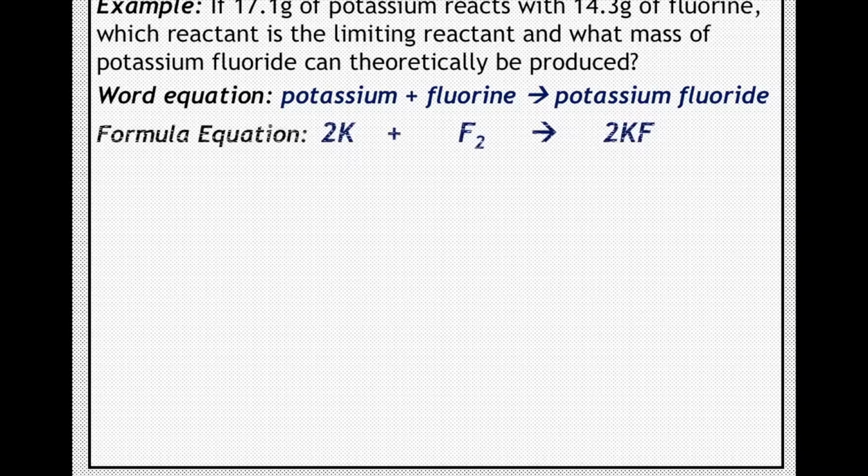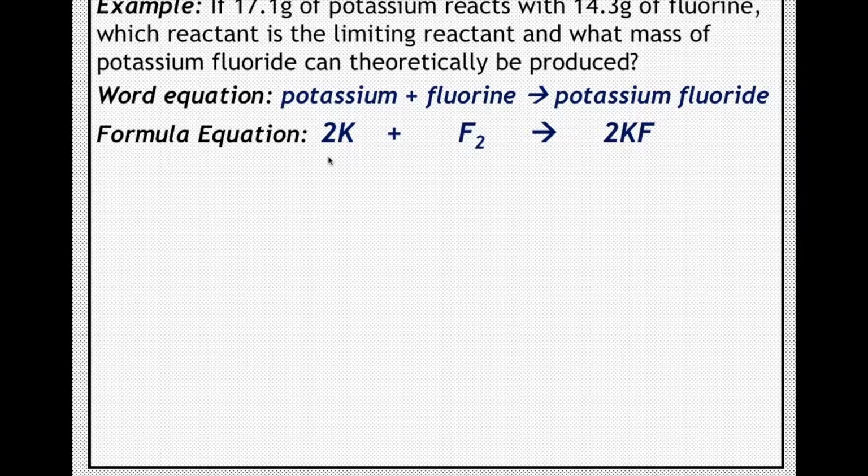So first we need to do the word equation, okay? Potassium and fluorine are reacting. It's going to be a synthesis reaction. You just bring them down. Potassium's not a diatomic element, but fluorine is diatomic, so you would bring down F2. And potassium fluoride, they're a 1-to-1 ratio.